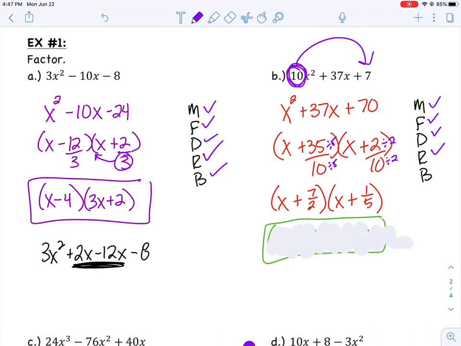So I've reduced. And now let's bring those two bottoms up in front. So my final answer, factored, would be a 2x plus 7 and a 5x plus 1. If you FOIL it out, you should end up getting the polynomial we started with. My friend doesn't read books. Let's do one more.